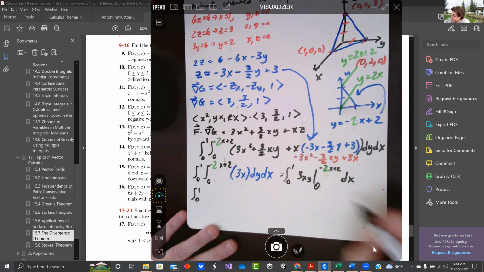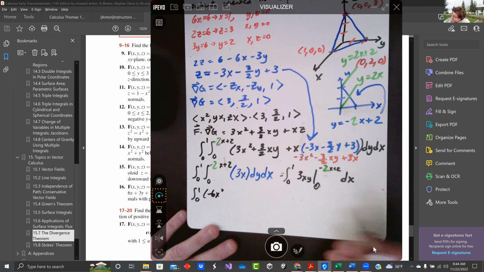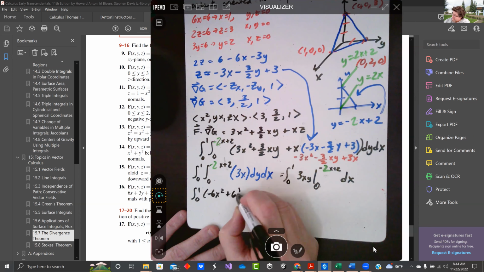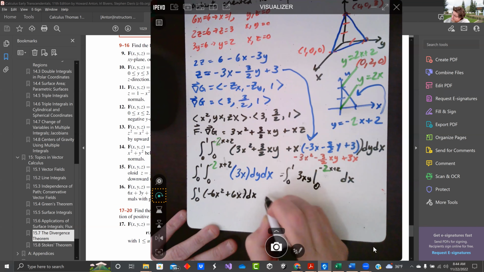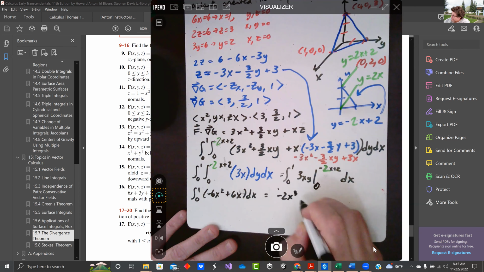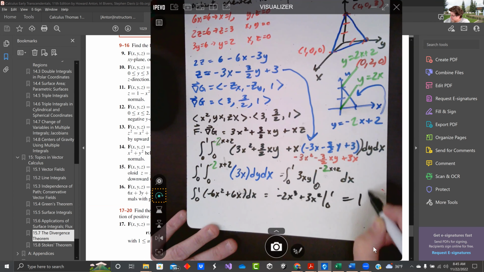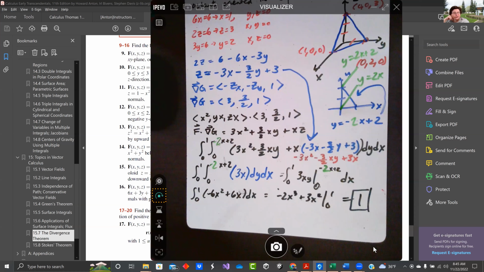All right, so I've got 3x times that. I've got negative 6x squared plus 6x dx. Doesn't change too much, does it? Just changes the very end. So we've got negative 2x cubed plus 3x squared from 0 to 1 gives us 1. That was a quick fix. Good catch. Well done, sir.